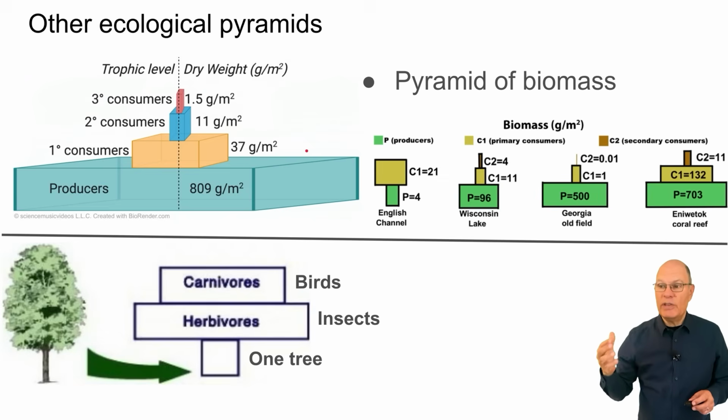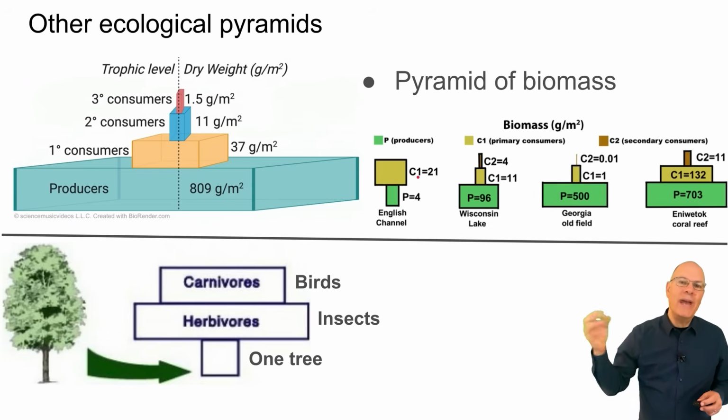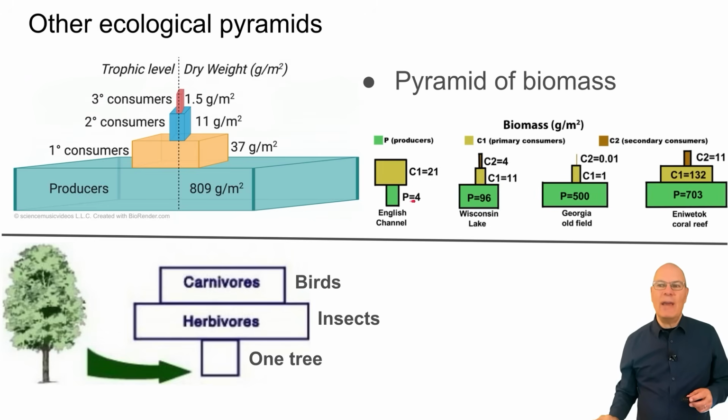Some pyramids of biomass are indeed like pyramids, but there are others like this one that's been famously studied in the English Channel that are not. And if that seems counterintuitive, the basic idea is that the producers grow at an enormous rate and they're consumed by the consumers. So if you measure at any one moment, the standing biomass of the producers can be less than that of the consumers.